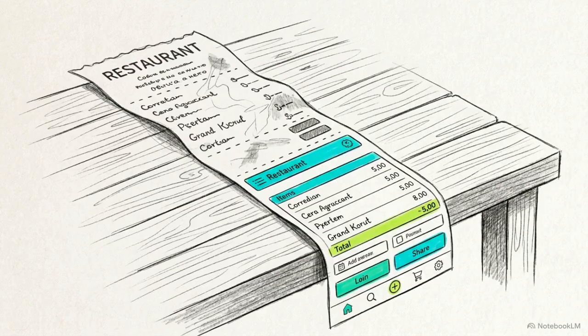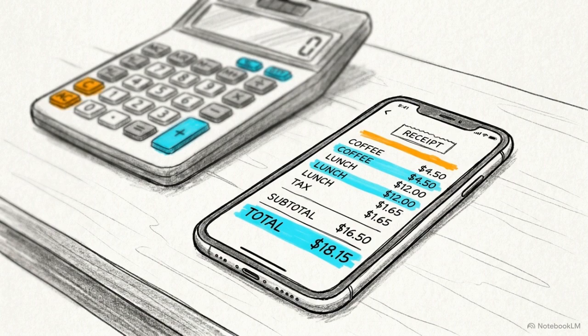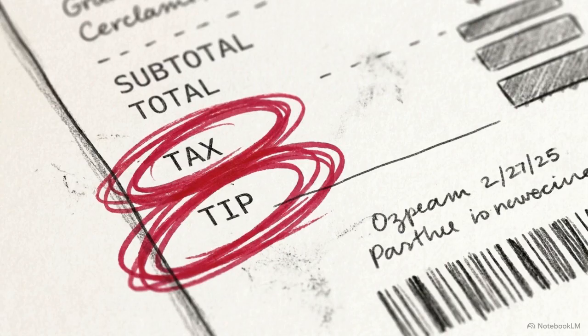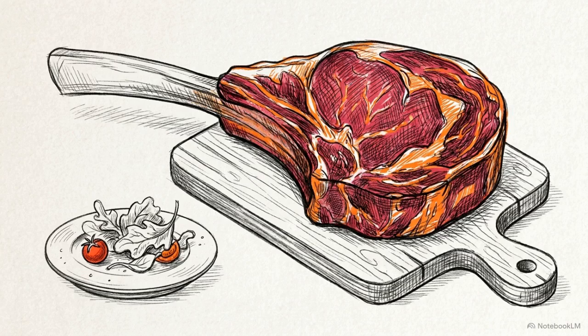By turning a static piece of paper into an interactive list, you completely remove the need to type numbers into a calculator. There are no transposed digits and no forgotten items. The final math hurdle is the tax and tip. Splitting these flatly across the table creates friction when people ordered vastly different amounts of food.